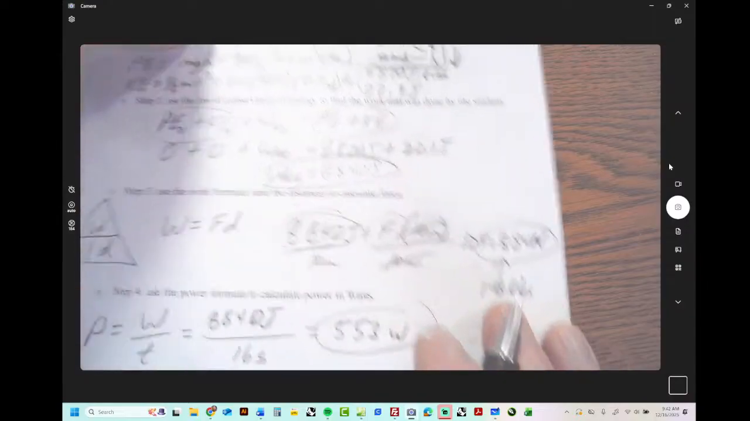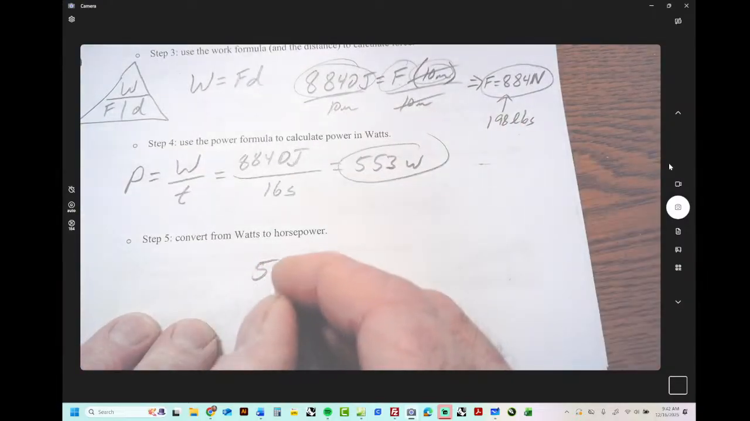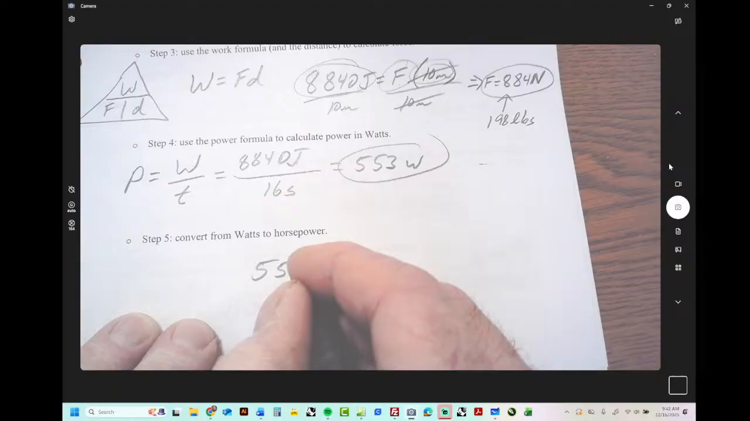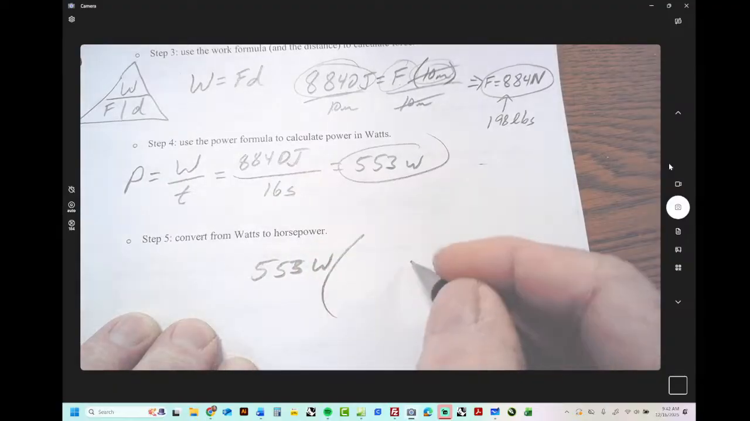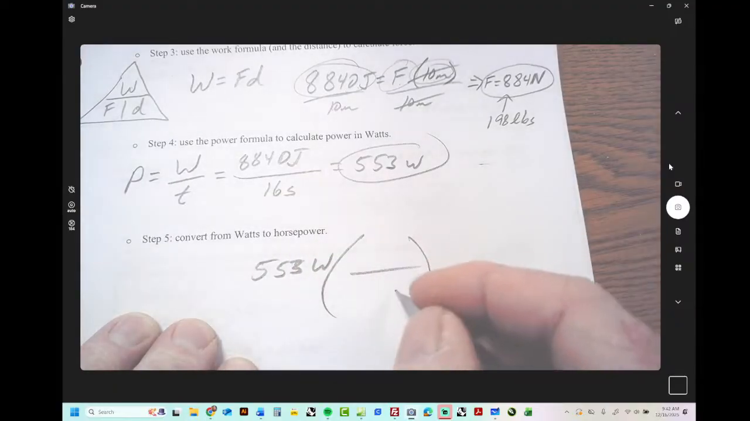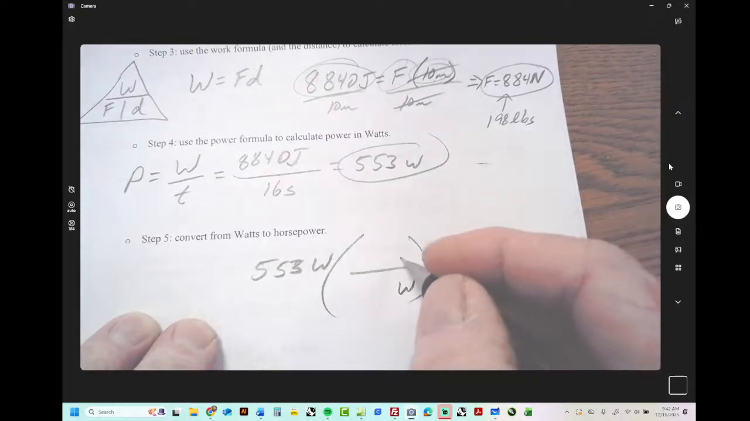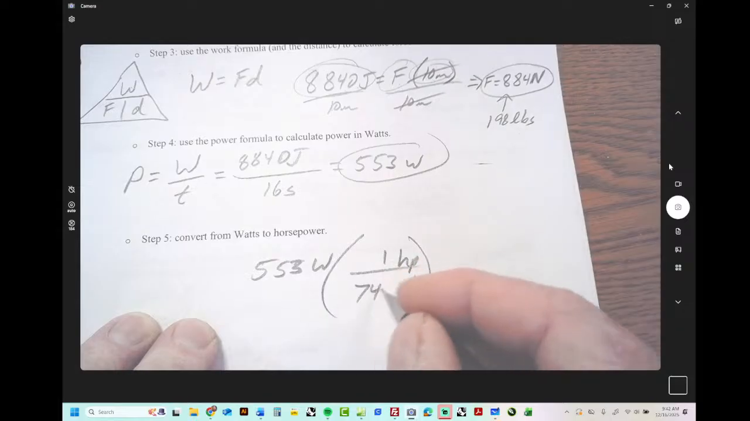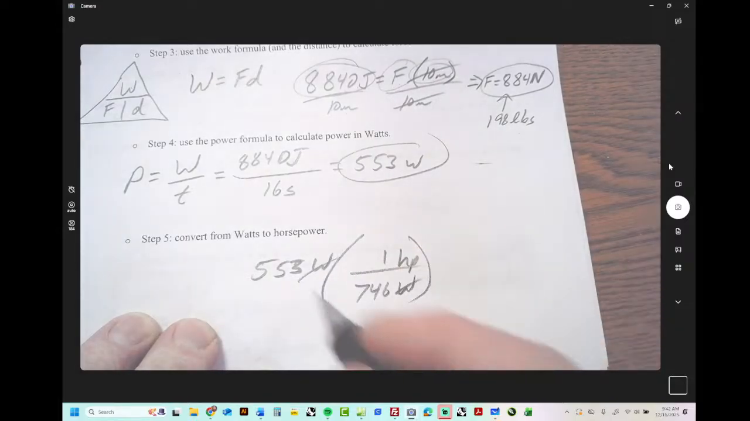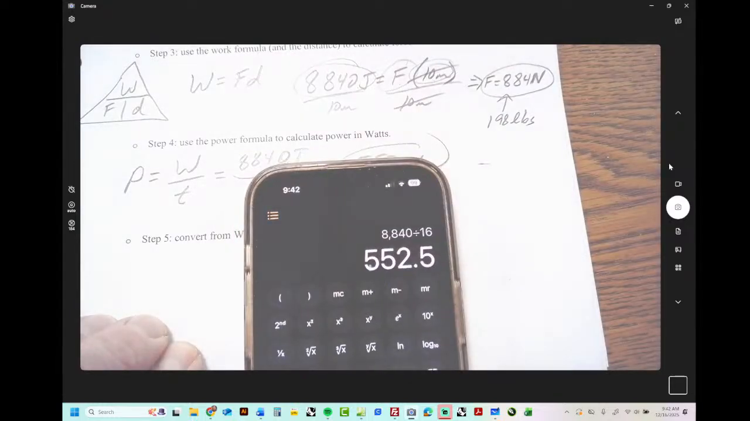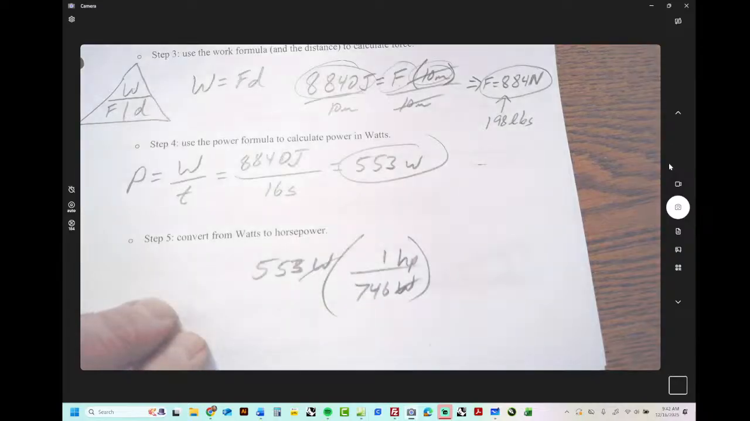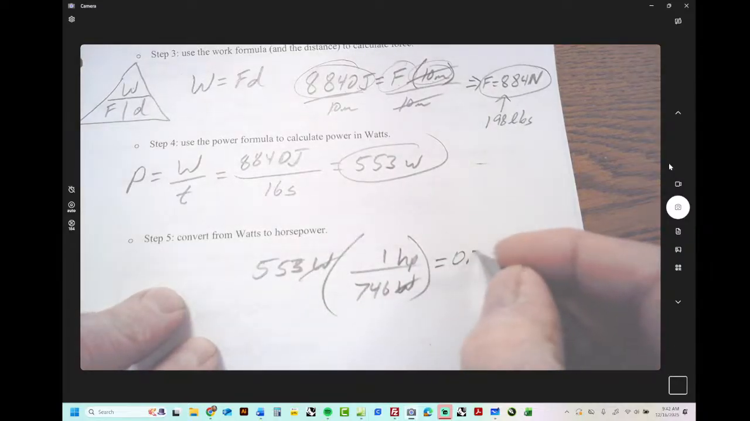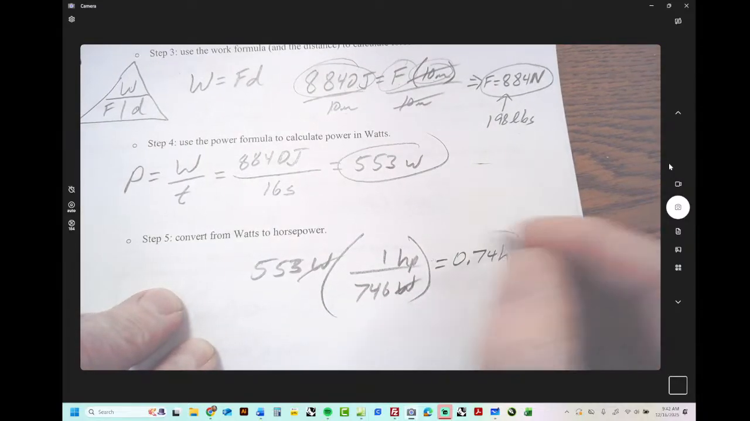And you don't have to do this conversion, but if you want to, 553 watts converted to horsepower. We want to have watts cancel. We want horsepower in the end. 1 horsepower is 746 watts. So to make this work out, I just need to divide 553 by 746. So this is only 0.74 horsepower. And that's it.